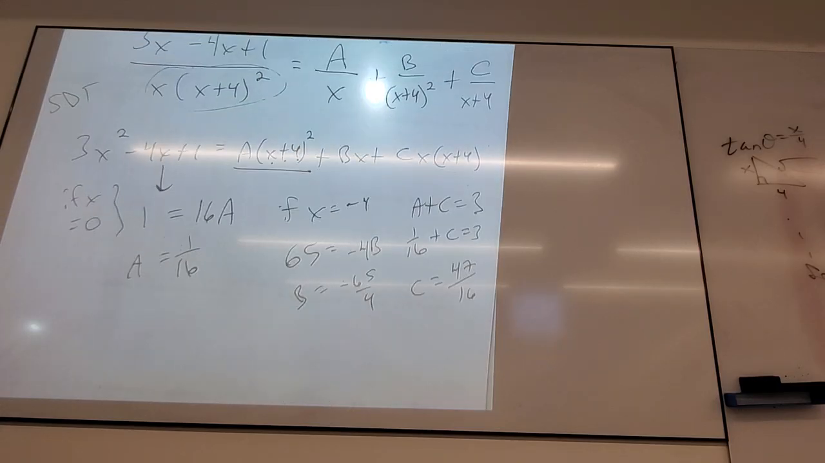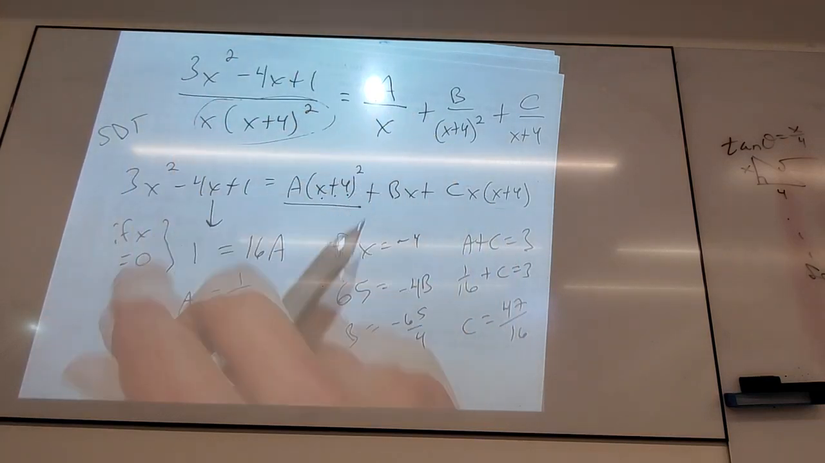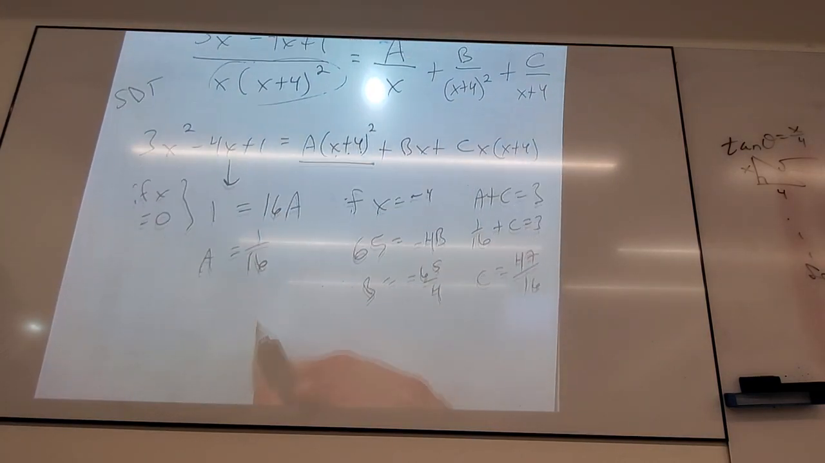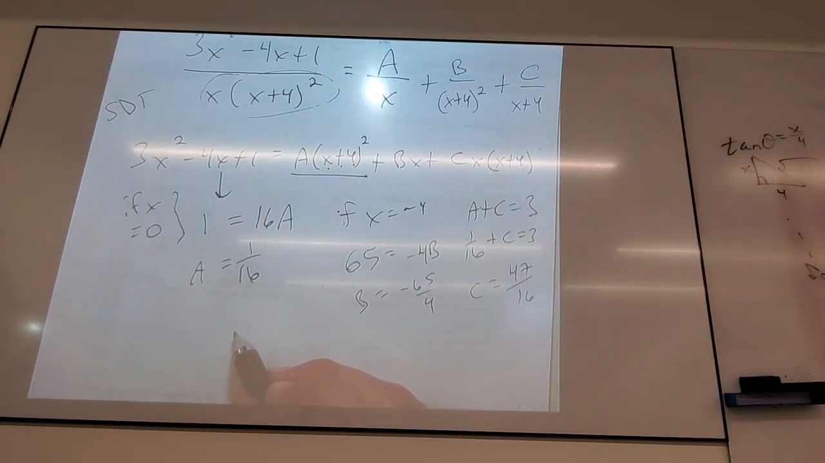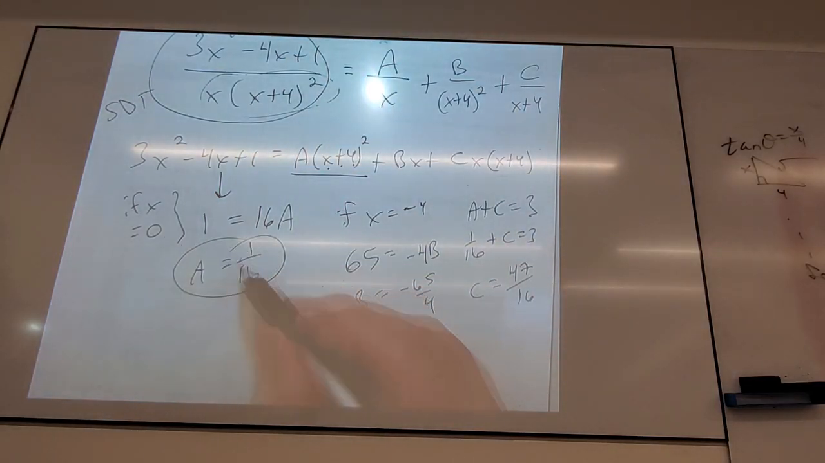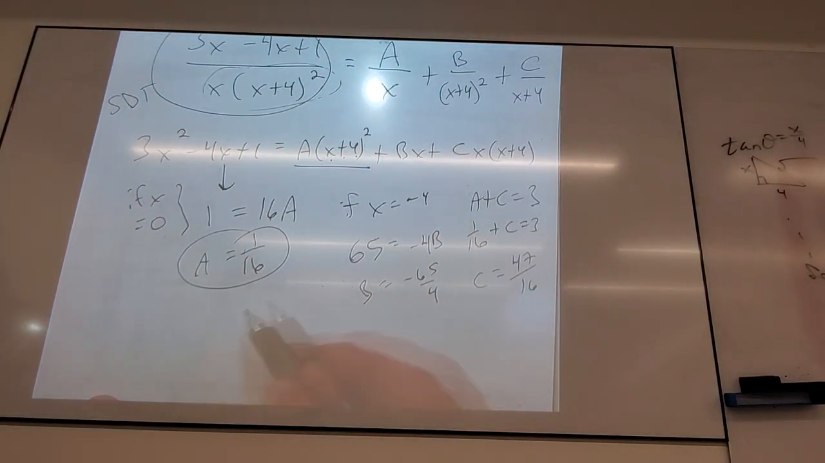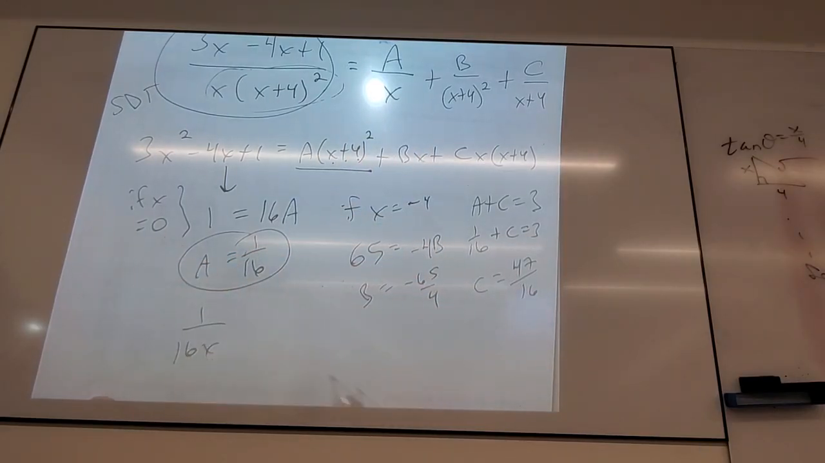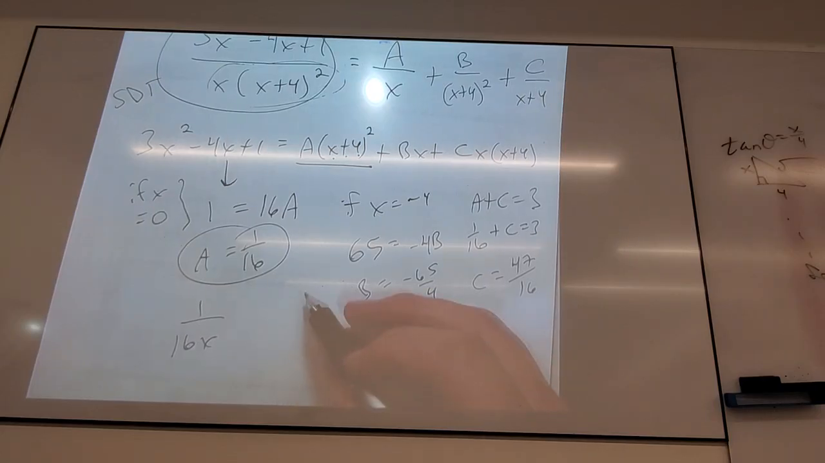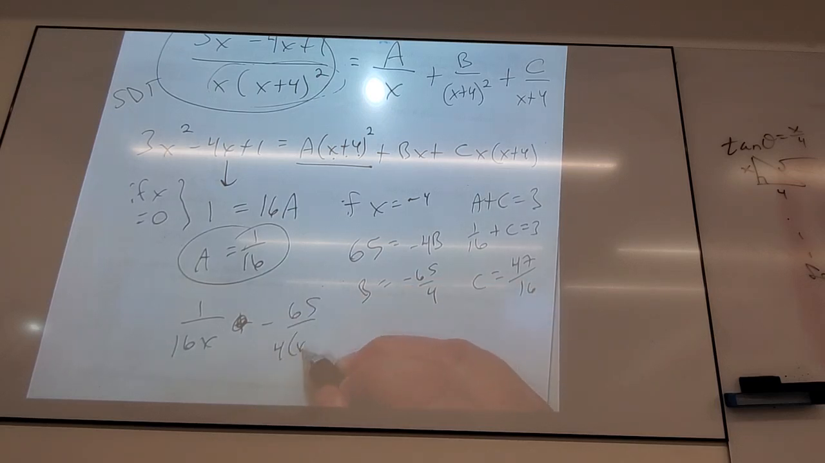So help me out real quick. What's the answer? How do you rewrite this? How do you break this guy up? We figured it out. A is 1/16, yes? So how do you write that? Here, I'll help. 1 over 16x, yes? Plus? Well, actually, what would b be? Negative, so minus 65 over 4 times x plus 4 squared, yes? Plus 47 over 36 times x plus 4.